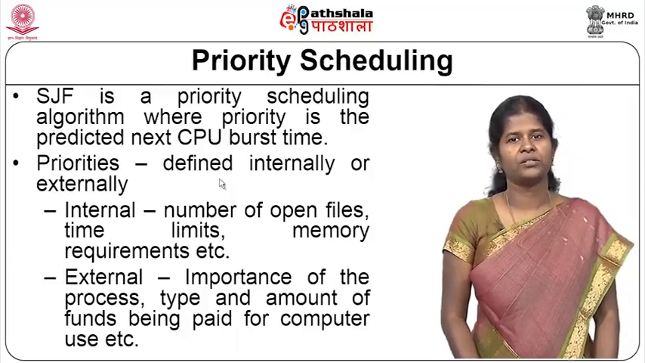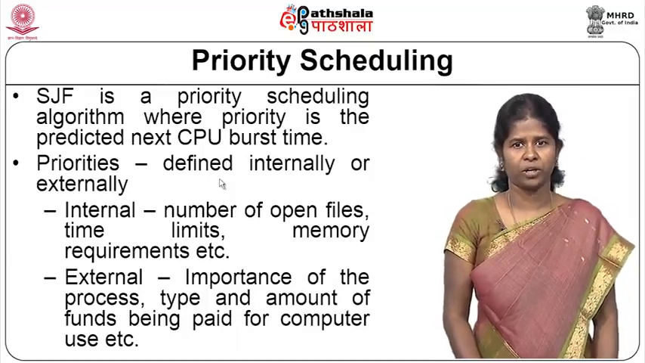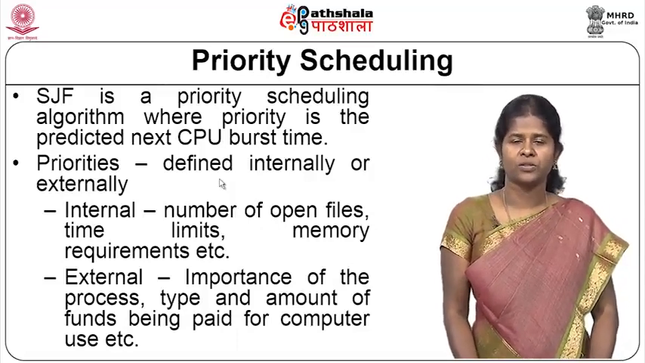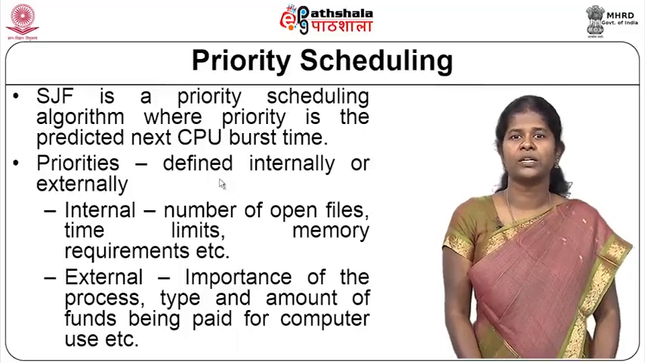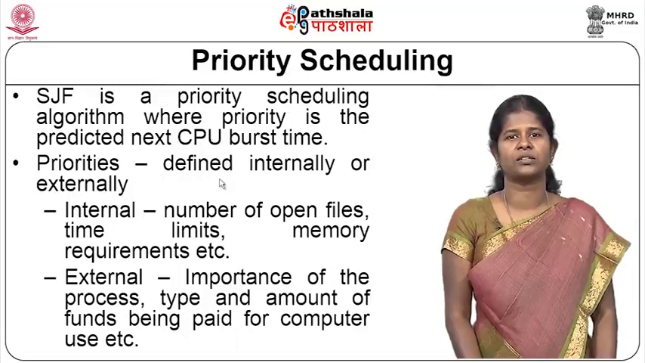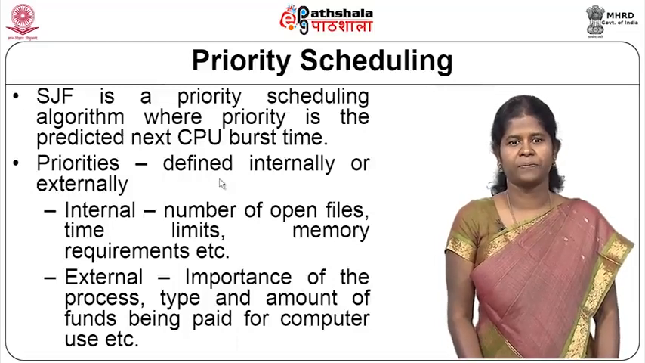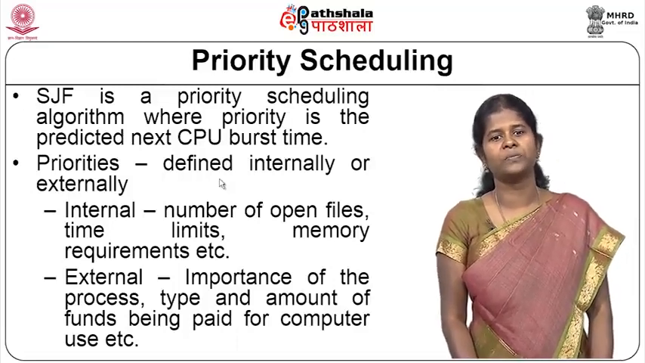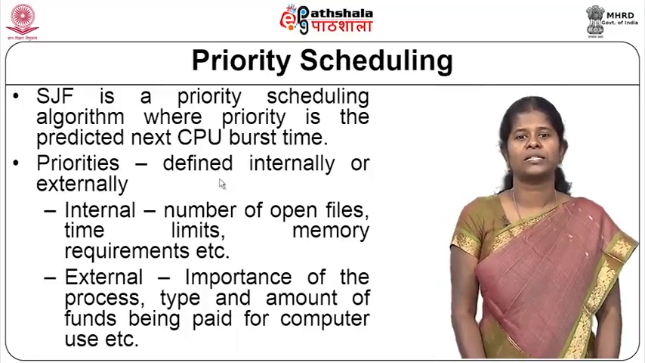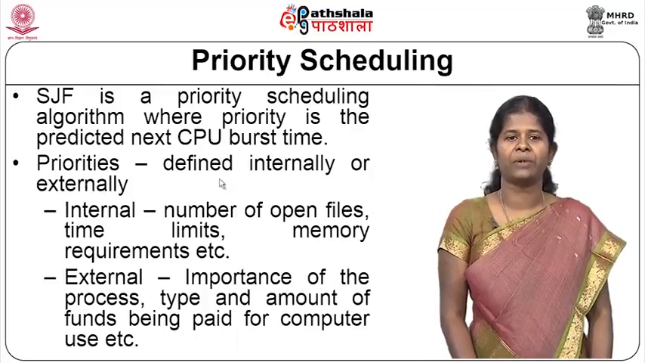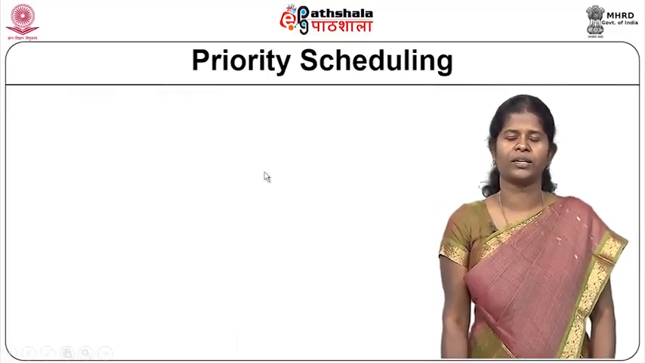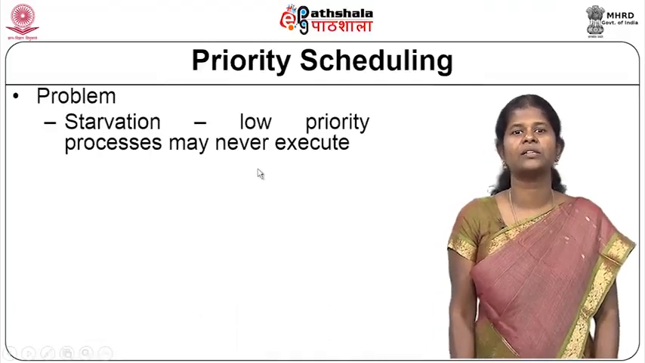and so on. Based on that, processes can be assigned priority. It can also depend on whether a process is a real-time process, and if it is a real-time process, then it can be given a high priority, and so on. So, based on internal factors, it can be assigned priorities, and it can also be assigned priorities based on external factors, like the importance of the process, the type of the process, say the amount of funds being paid for the computer use, and so on. So, based on some factor, or even a combination of factors, priority can be assigned to processes.